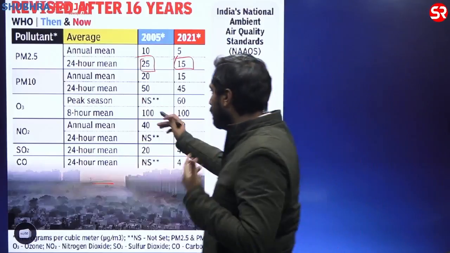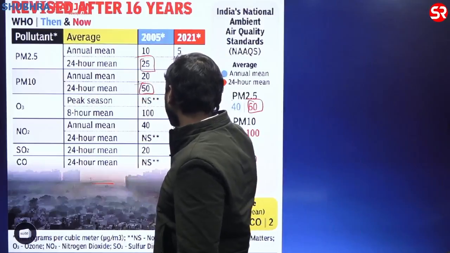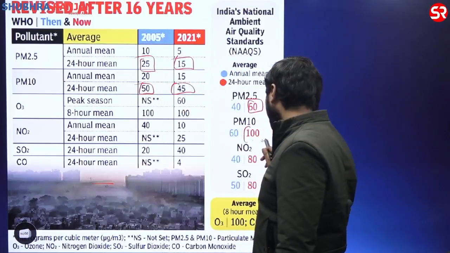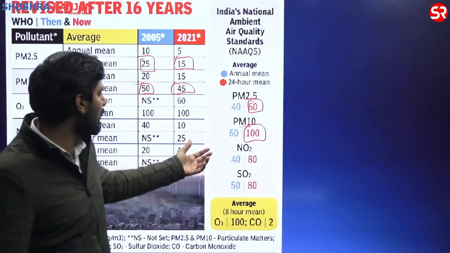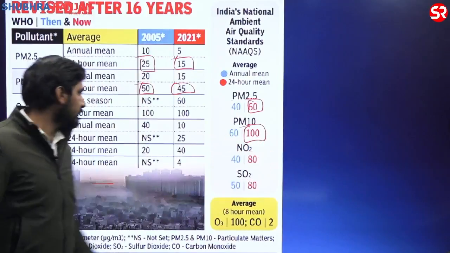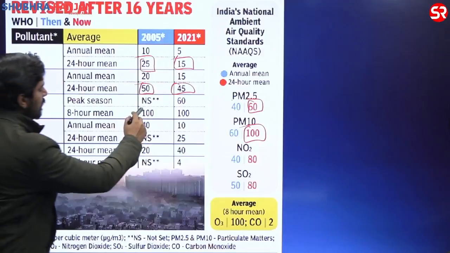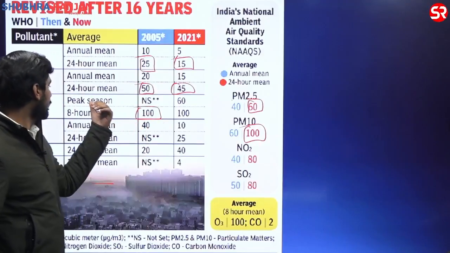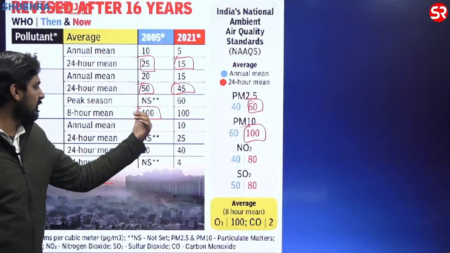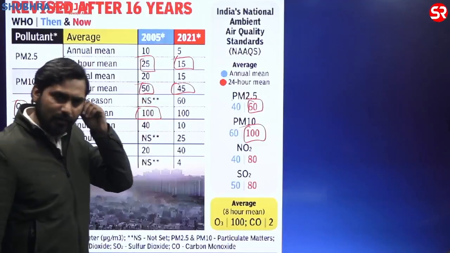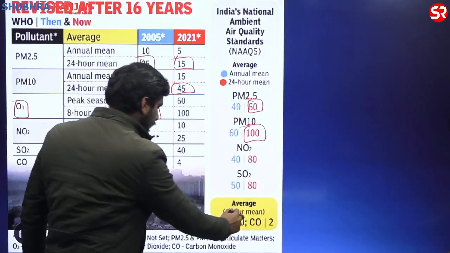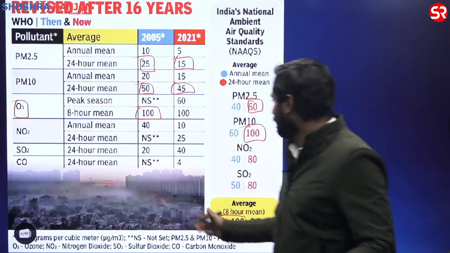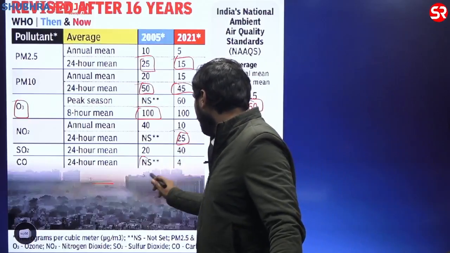And so for each category, we could see that for PM 10 they have reduced from 50 to 45, and in PM 10 our standard is 100 micrograms per meter cube of air. Also with respect to ozone, previously for peak season they did not have any standard, but for 8-hour mean they had 100 micrograms, and in India, with respect to O3, it is also 100. I know this is a little difficult because these are all just number games.